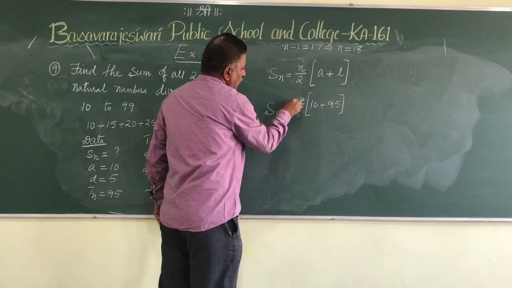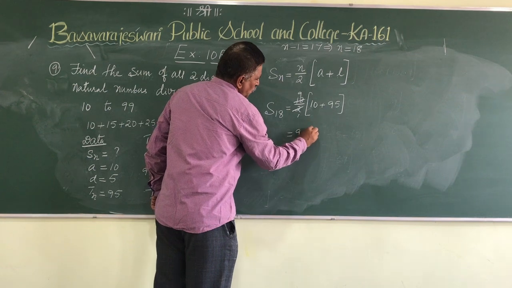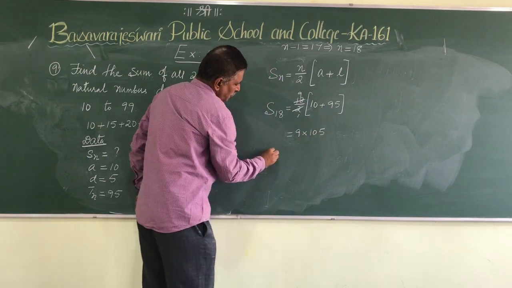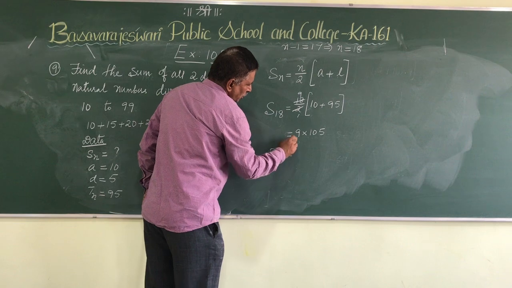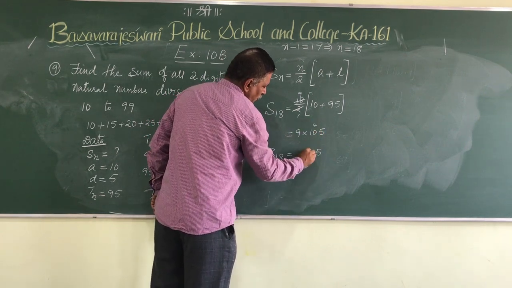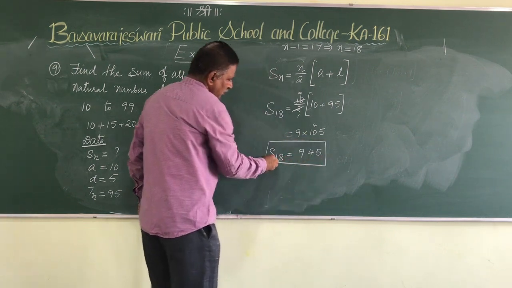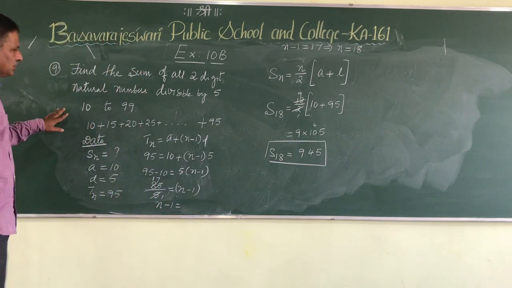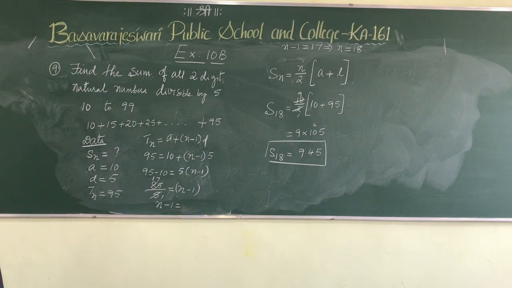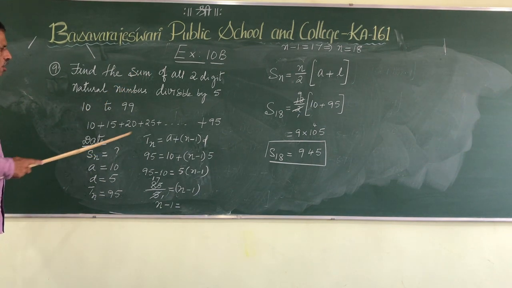So 2 one time, 2 nines are 18. So 9 into 105. 5 nines are 45, 5 fours are 9 0, then 4, 9 ones are 9. So the sum of 18 terms of the sequence which is divisible by 5 is 945.